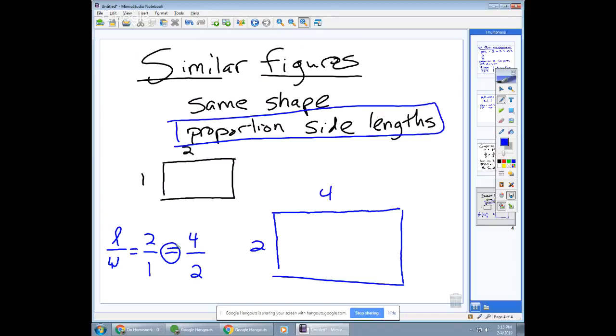And the thing about a square, the ratio of sides on a square is always 1 to 1. Even if I made a bigger square, if one side was 2, the other side would have to be 2. 2 divided by 2 is still a ratio of 1 to 1.